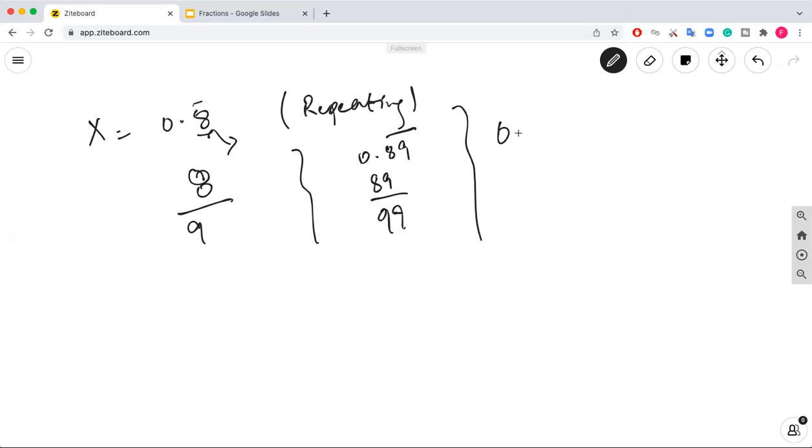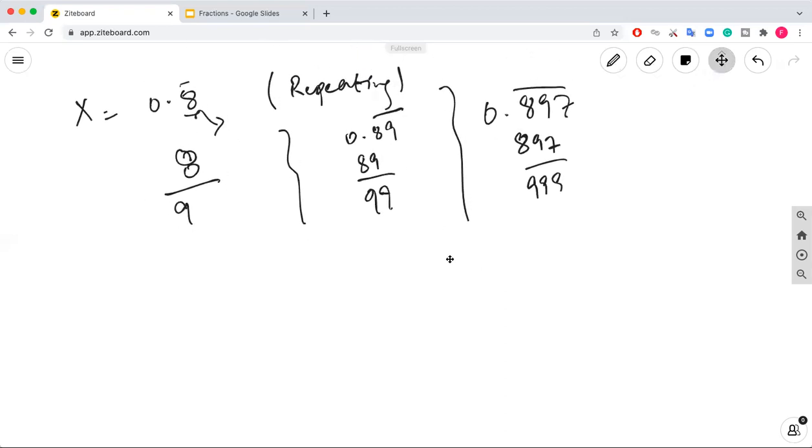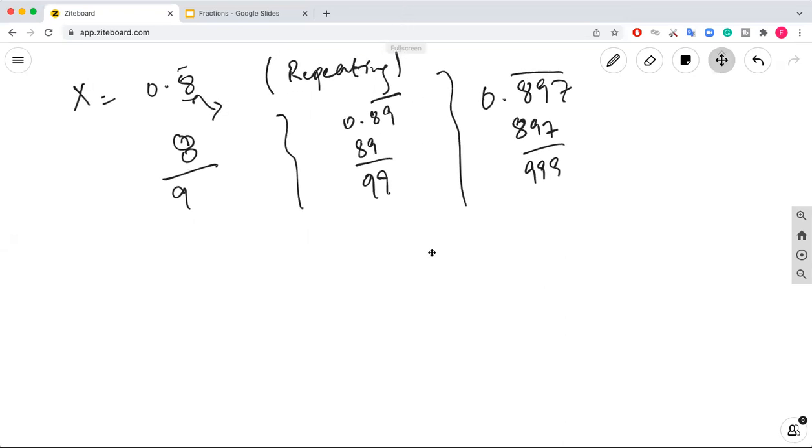Let's suppose we have 897 divided by 999. This is a very basic case. The other case is when we have a combination of repeating and non-repeating parts.